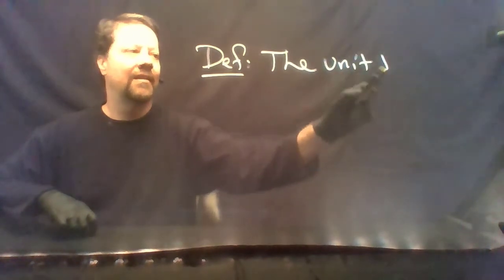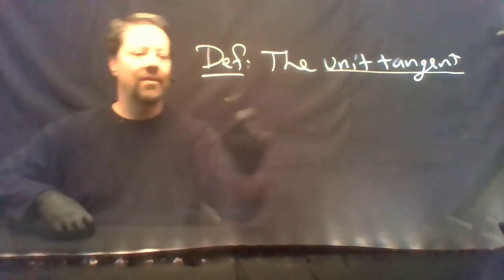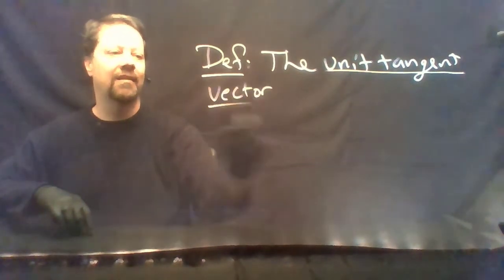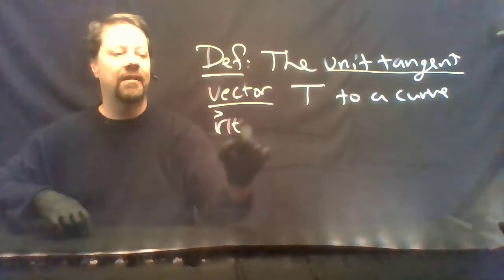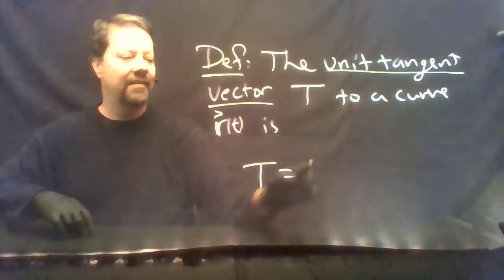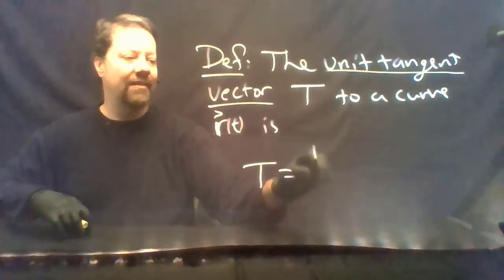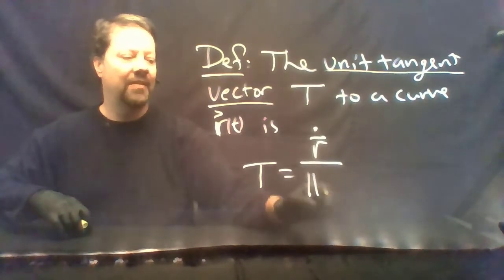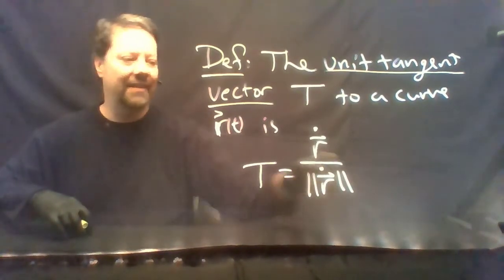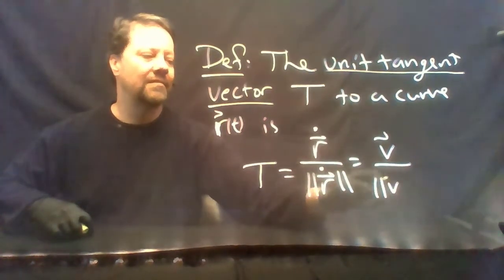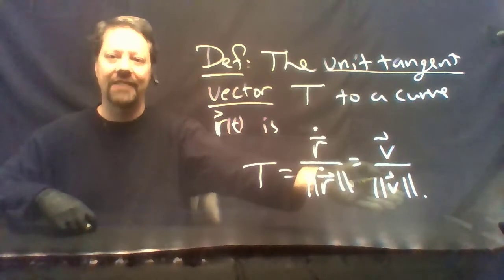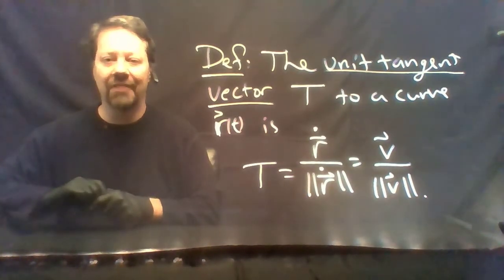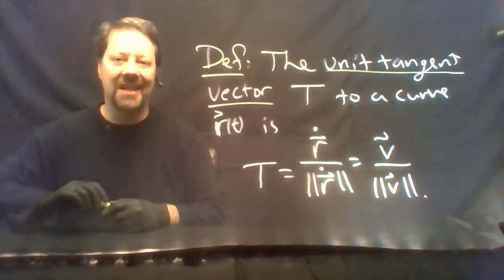From this, we'll make a definition. The unit tangent vector T to a curve r of t is, it's found, of course, by taking the derivative r dot and dividing by the speed, normalizing the velocity vector. The unit tangent vector always has length 1, obviously, since it's just arrived at through normalization. It's also always tangent to the curve because it's parallel to the velocity vector, which is tangent to the curve.